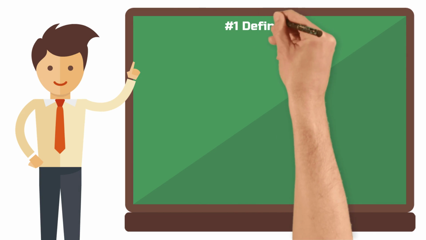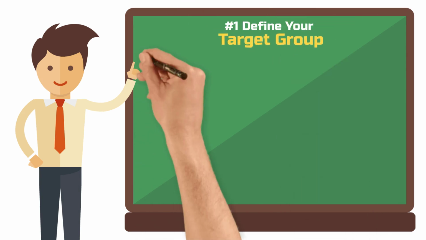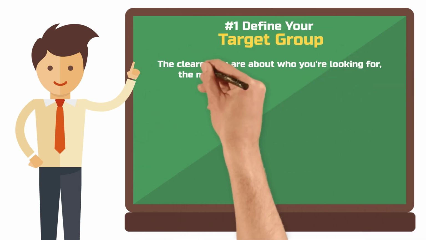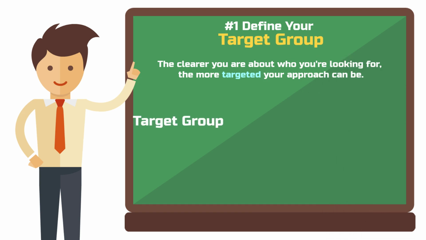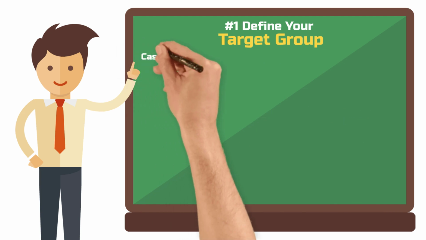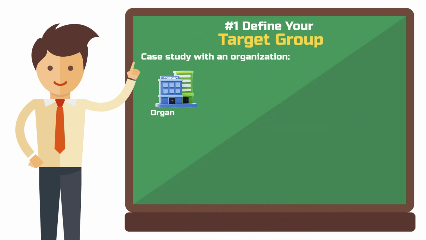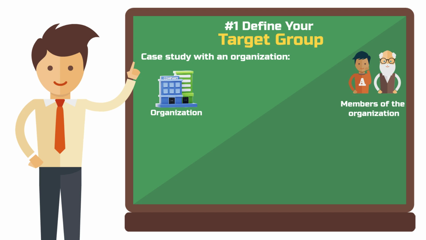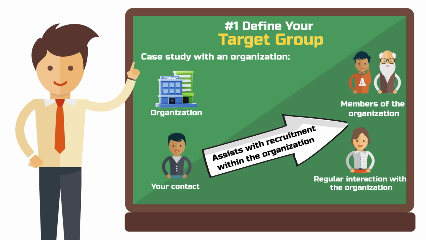The clearer you are about who you're looking for, the more focused your recruitment efforts will be. Your target group will depend heavily on your research design. If you're conducting a case study within an organization, your search is naturally limited to people affiliated with that organization. In this case, your priority should be finding a key contact within the organization who can assist with recruitment. Once you've established this contact and built trust, the rest often falls into place.